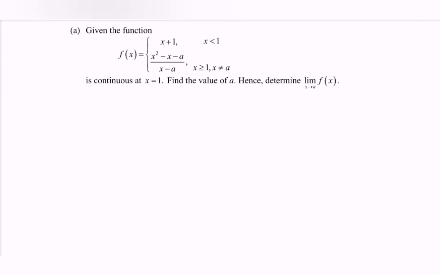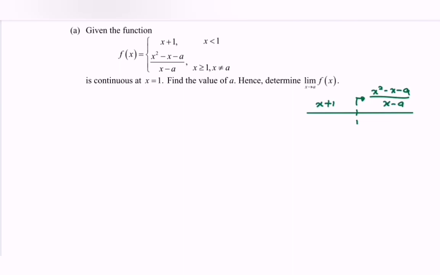In my suggestion, I would like to illustrate the situation on the real number line. So here we have the real number line. Focus on the function. The discussion is on the value 1. For x less than 1, we have the function x plus 1. For x greater than or equal to 1, we have (x squared minus x minus a) over (x minus a).